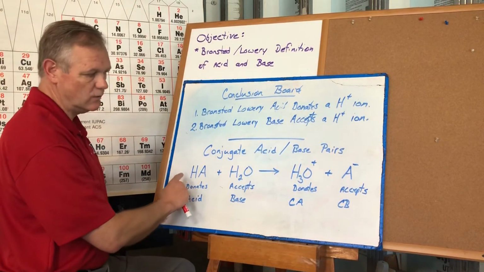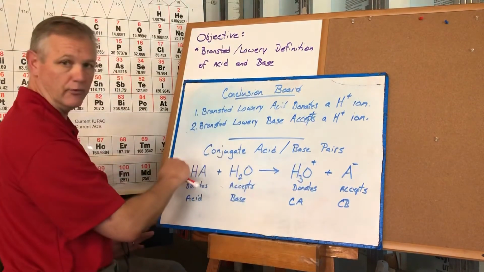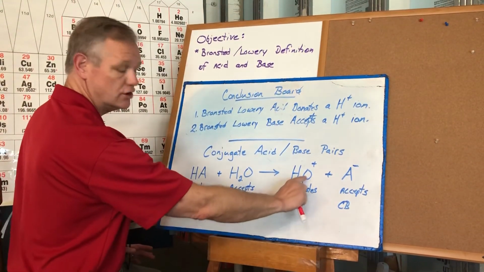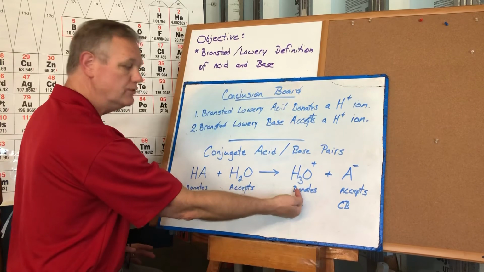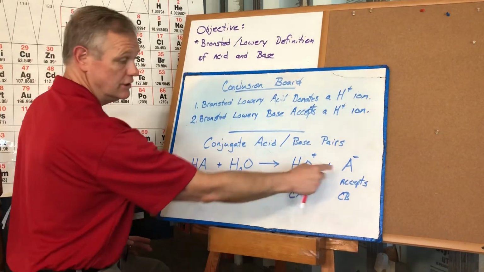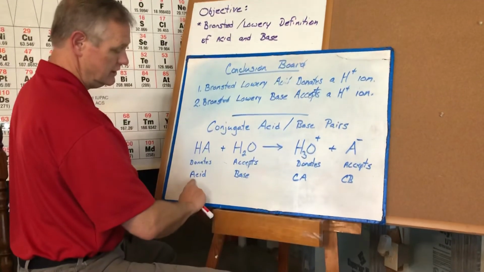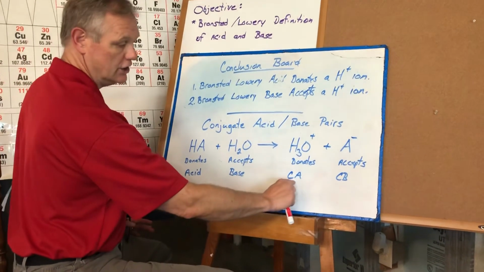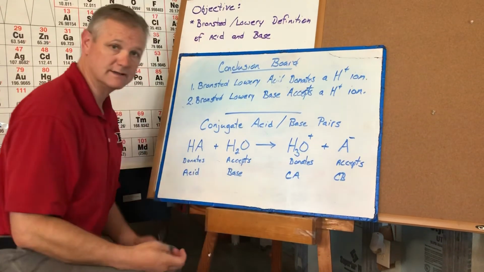The easiest way that I do it is read it from right to left. If I have H3O over here, who donates? If I go back this way, that one donates the hydrogen, that one's accepting. So you get the acid, base, conjugate acid, conjugate base.